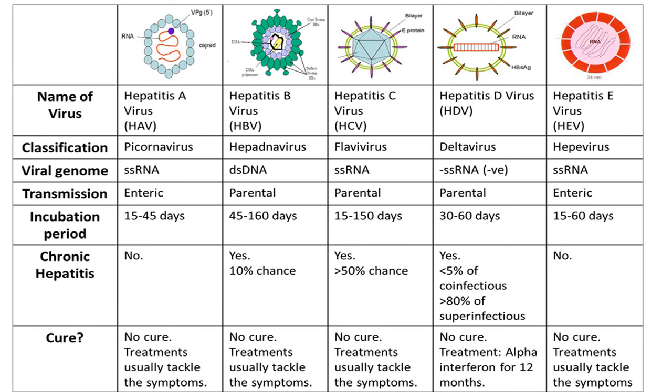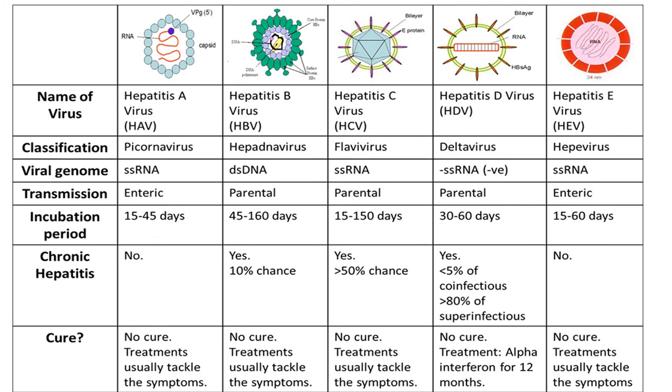Here in this slide, the summary of all 5 types of hepatitis infection is given with the name of the virus, that is hepatitis A, B, C, D or E. The classification of the type of the virus is also given, for example, hepatitis D virus, that is delta virus. Hepatitis A virus, that is picornavirus, with its viral genome, that is ssRNA.